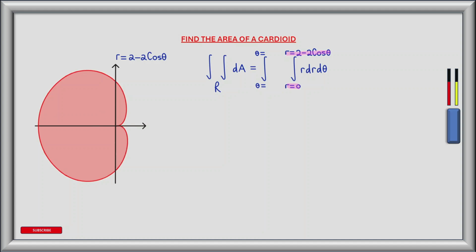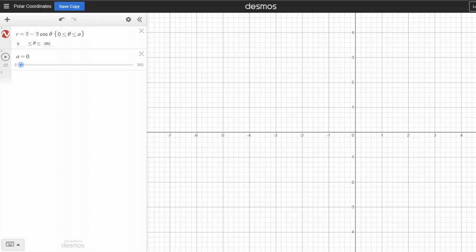To find the limits of theta, let's look at how the polar region is plotted using a graphing tool. The graph of the cardioid begins at the origin, so when r is equal to 0 and when theta is equal to 0. When theta equals 90 degrees or pi by 2 radians, we see that r is extended to 2 from the origin. When theta equals 180 degrees or pi radians, r is now 4 from the origin. And when theta equals 270 degrees or 3 pi by 2, r is once again a distance of 2 from the origin. And finally, when theta is equal to 360 degrees or 2 pi, r is back at the origin and the cardioid is complete.